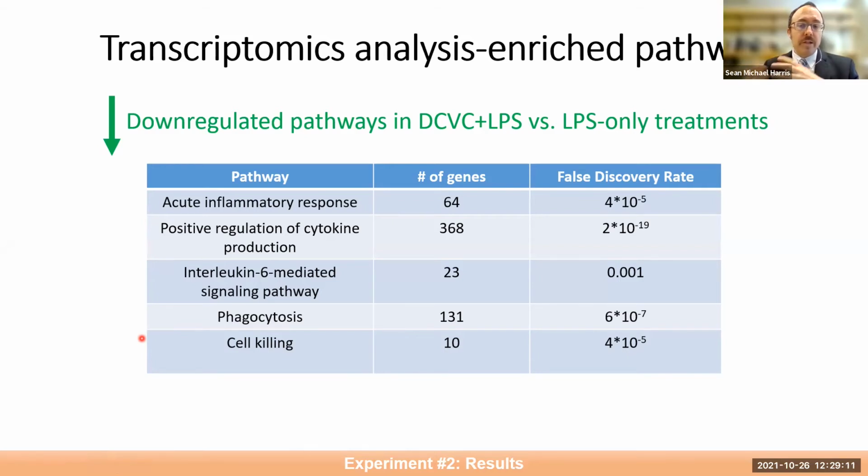And we saw indeed that pathways related to phagocytosis and cell killing were also enriched amongst the downregulated genes with this DCVC treatment. So that was pretty cool to be able to see this sort of specific set of functions impacted with DCVC as well. So this was allowing us to see something a little bit more specific beyond just inflammation pathways.